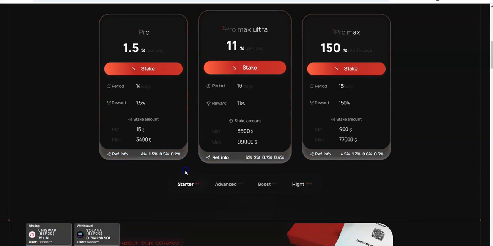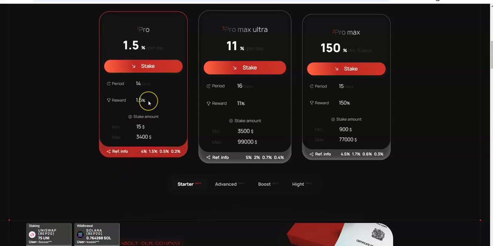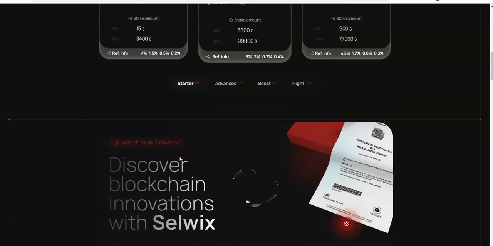All right, so the only thing that really truly makes sense is this right here, 1.5% daily. Keep that in mind. 14 days is not too bad of a commitment, and you actually make out a decent amount. You have 4 levels of referral, which is not bad either. When we look at 4%, 1.5%, 0.5%, and 0.2%, it doesn't really suck the funds out of a platform, for people who just like to share.